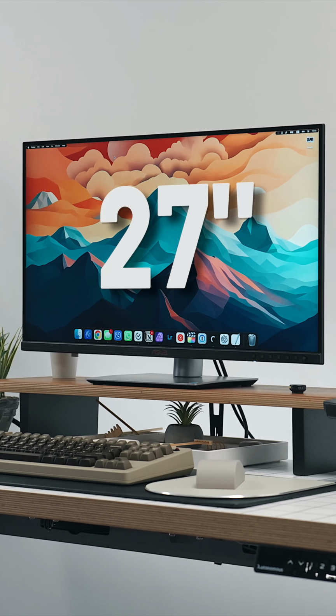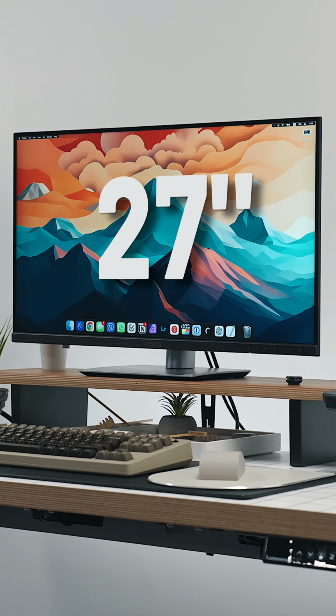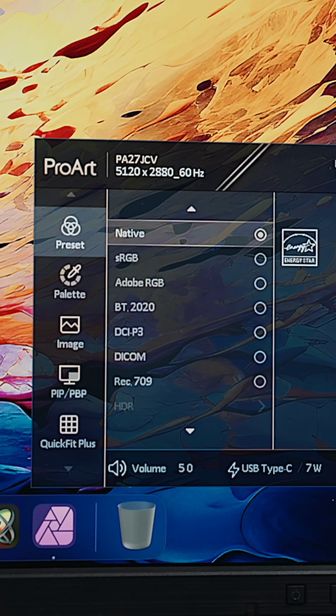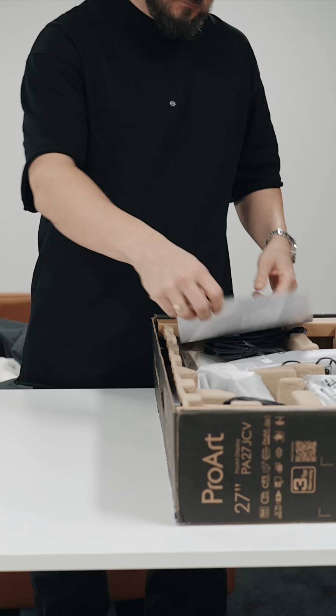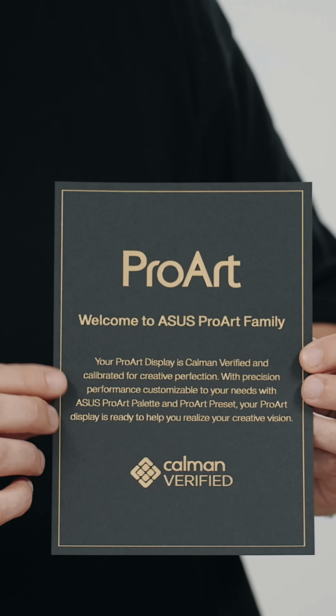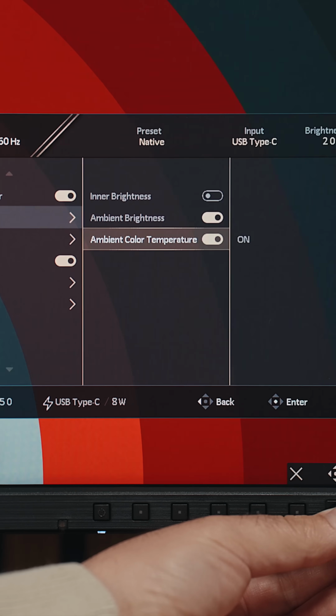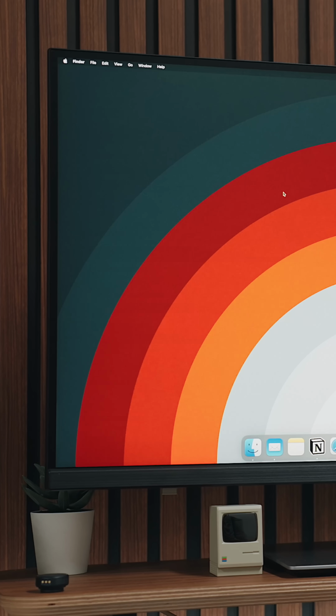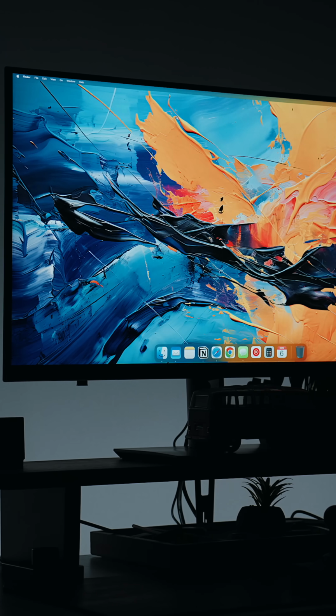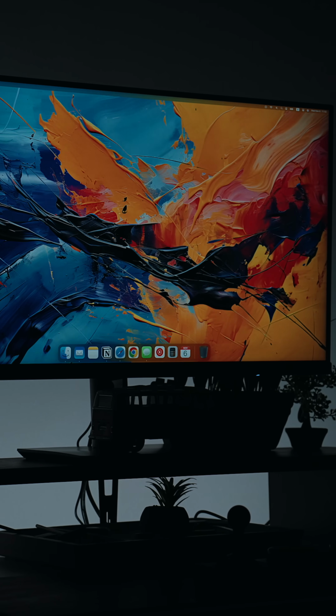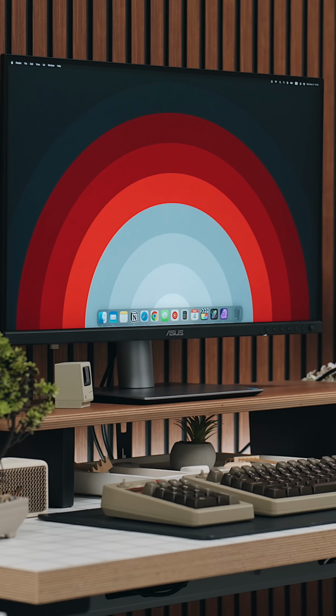At 27 inches, this 5K panel provides 99% DCI-P3 and 95% Adobe RGB coverage, where each ProArt display is pre-calibrated at the factory. The Lux Panel delivers a low reflection anti-glare surface, while an Ambient Light Sensor ensures the perfect color balance. In addition, a Backlight Sensor tweaks the brightness on the fly to deliver pristine picture quality from every angle.